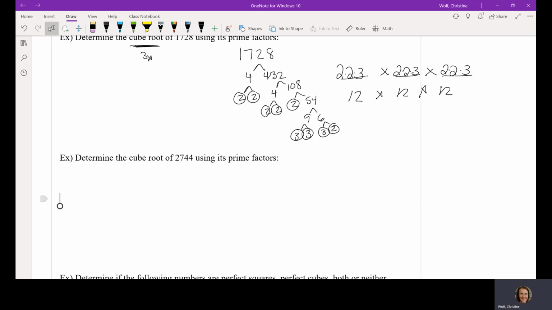No, that didn't work. 12 times 12 times 12, oh well, you get the gist, should equal 1728. So you can just double check that on your calculator, and it does. So we are saying then that the cube root, so you have to put that little 3 there now, the cube root of 1728 is 12.